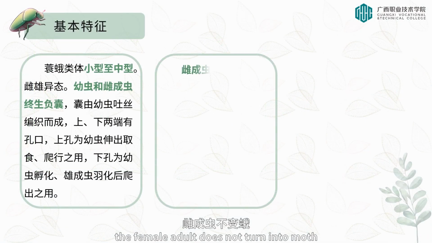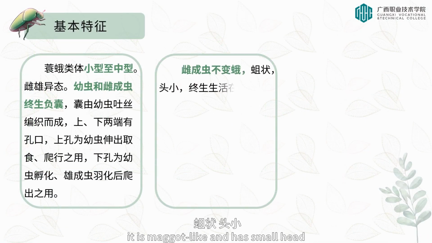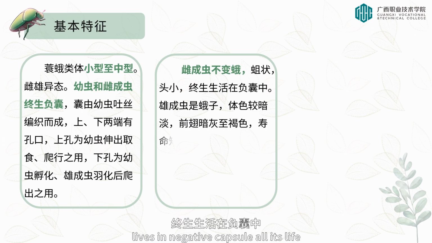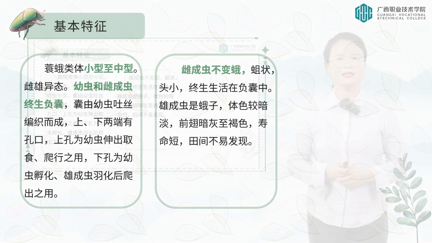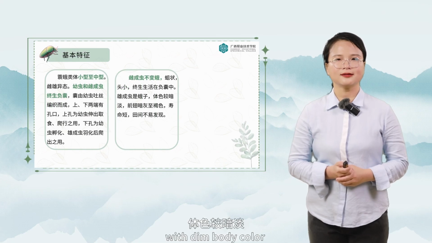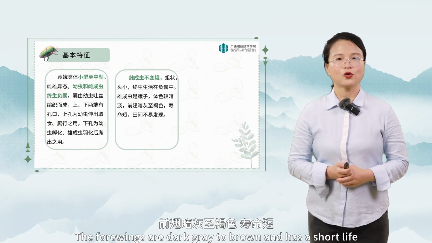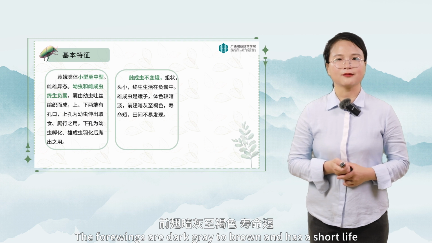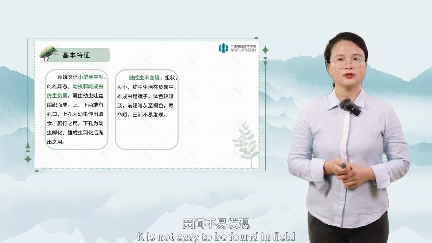The female adult does not turn into moth. It is maggot-like and has small head. Lives in negative capsule all its life. Male adult is moth with dim body color. The forewings are dark gray to brown and has a short life. It is not easy to be found in field.